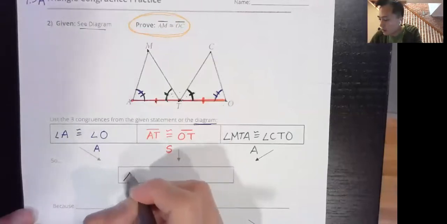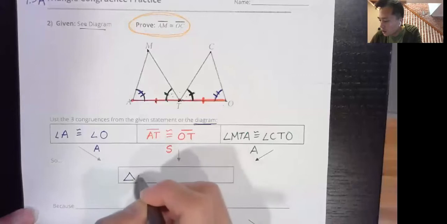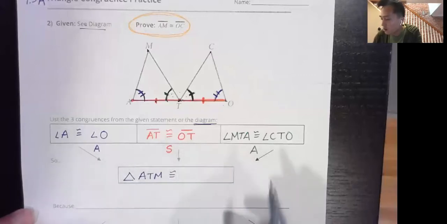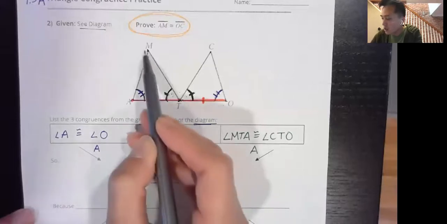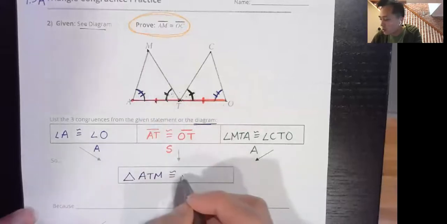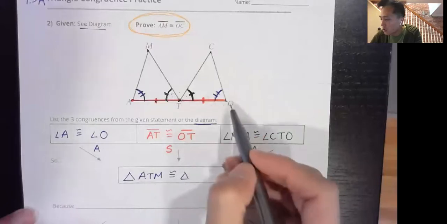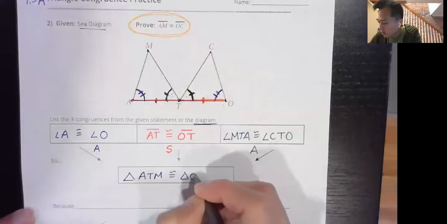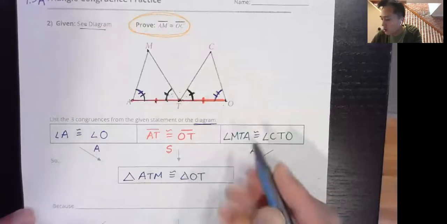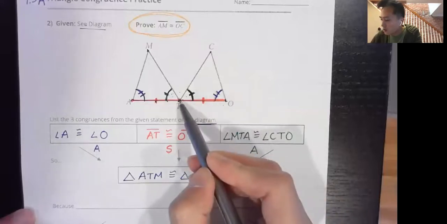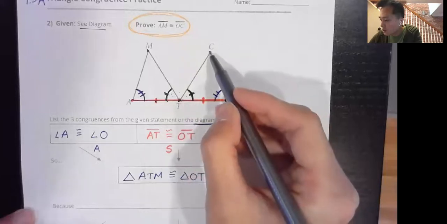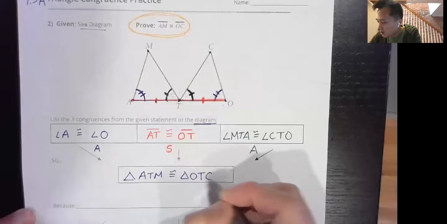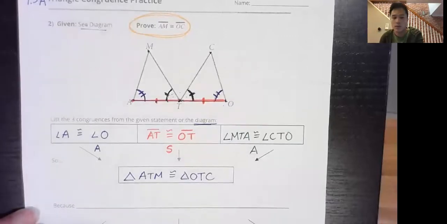So I'm going to say triangle ATM is congruent to triangle... If we're going A to T to M, order is important here. Since angle O is congruent to angle A, I'll say angle O first. They share the T, and then angle C is what's congruent to angle M. So I'll say OTC. That's the correct order.